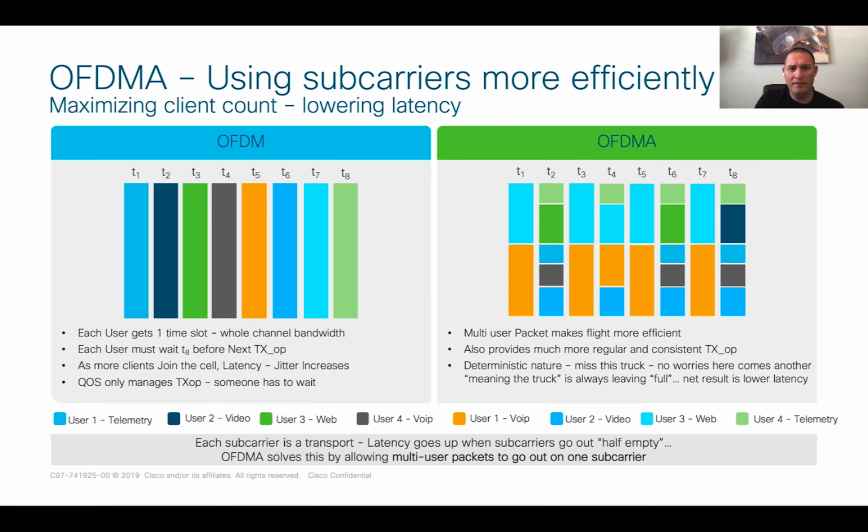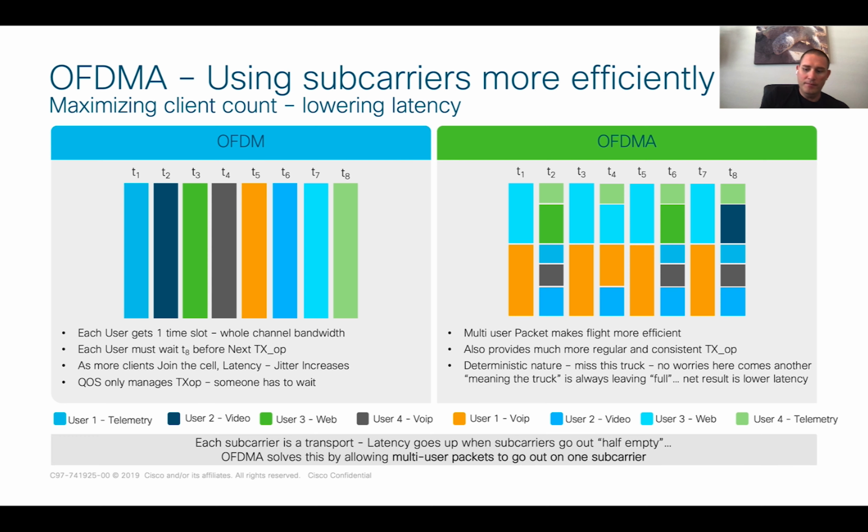So let's take this a little step further, just to break it down visually so you can see. Again, let's look at OFDMA and the concept of using subcarriers more efficiently and maximizing client count and lowered latency. So, OFDMA compared to OFDM.